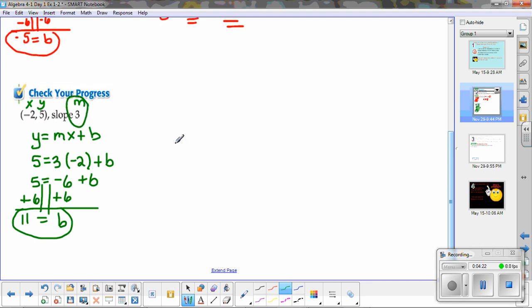So now when I go to write my equation, it's y equals, and then in place of m, we're going to put a 3, x, and then plus b, since it's positive 11, we're going to put plus 11. Y equals 3x plus 11 is the equation in slope-intercept form of the line that goes through negative 2, 5 and has a slope of 3.